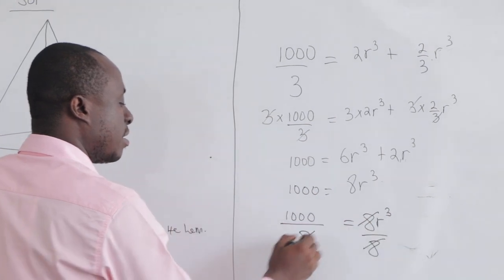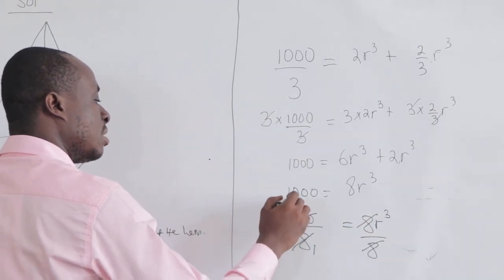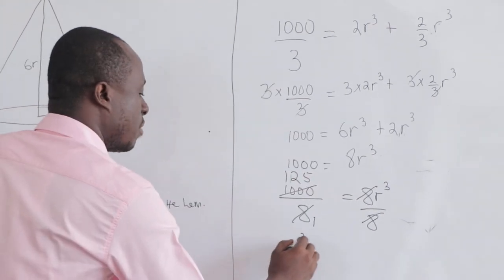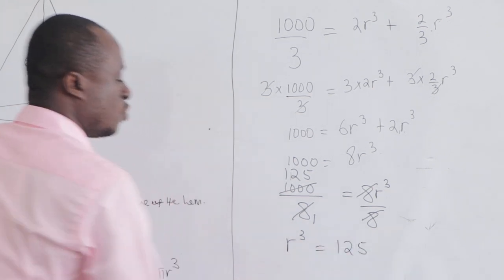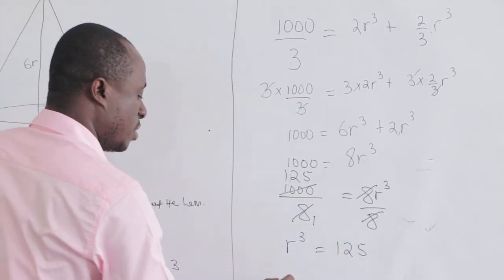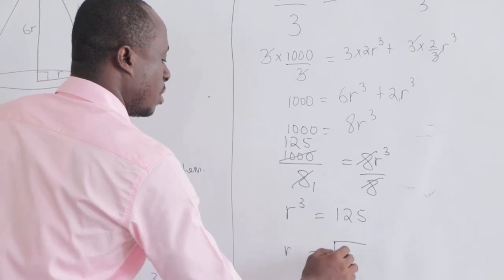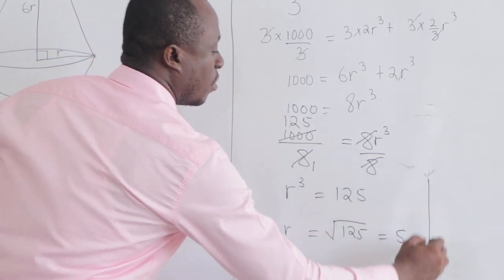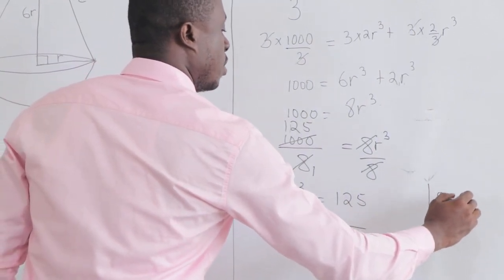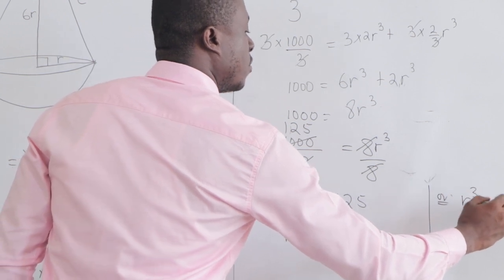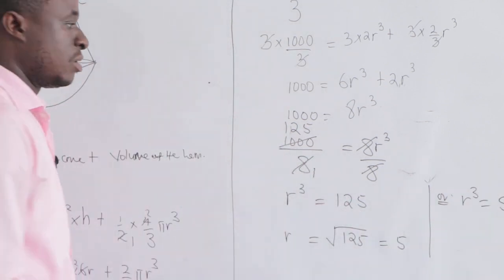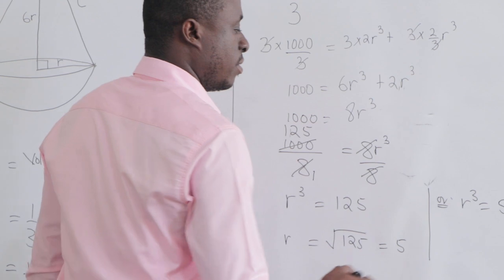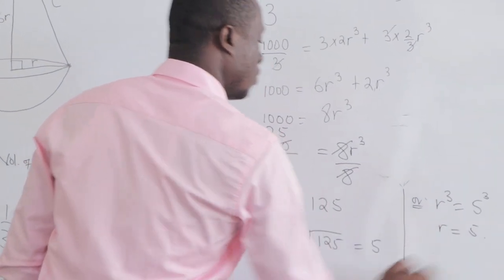This is cancelling out that. Now 8 will go into itself 1, 8 will go into 1000, that is 125. Clearly we have r to the power 3 equal to 125. Now the cube will change it to become cube root of 125, and this is equal to 5. You know that if you have r to the power 3, this is the same as 5 to the power 3, which is the same as 125. And this is saying when the exponents are the same, we can equate the bases. So here r is equal to 5.